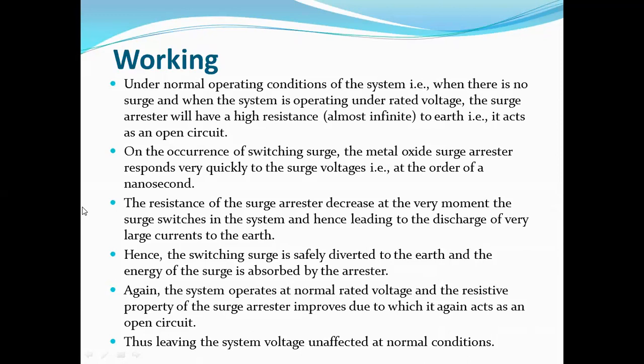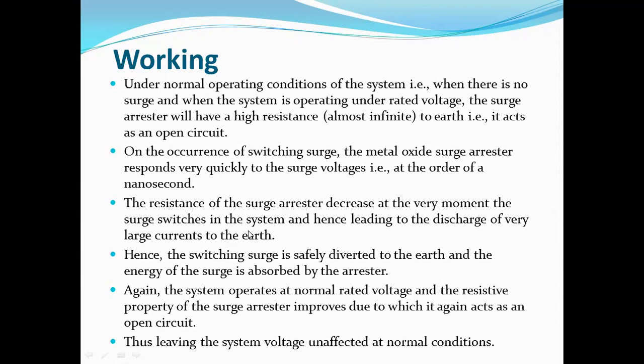Hello. So the resistance of the surge arrestor decreases at the very moment the surge switches in the system. Okay, it means that when the voltage increases, immediately this surge arrestor will act. At the start, under normal operating conditions, that resistance is very high, and that resistance gets decreased here.